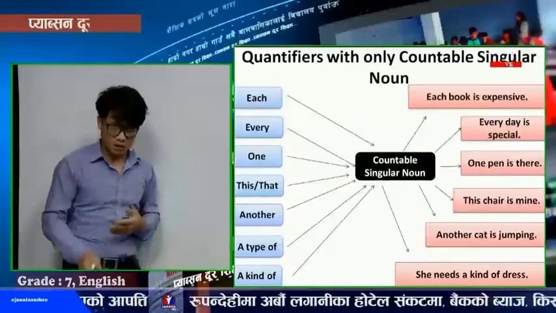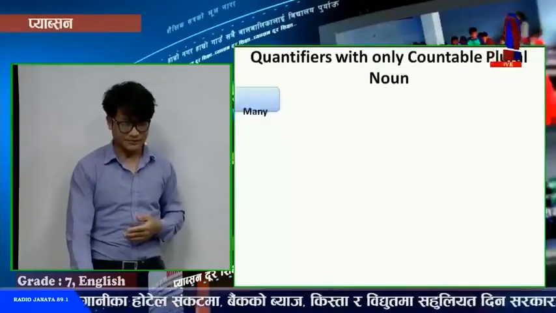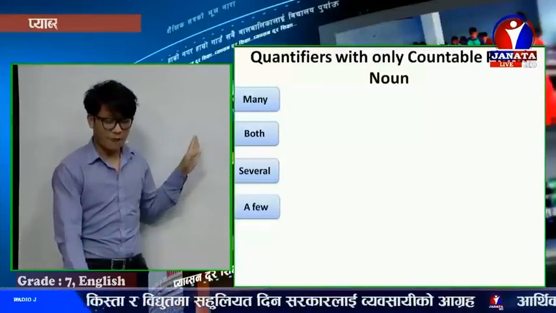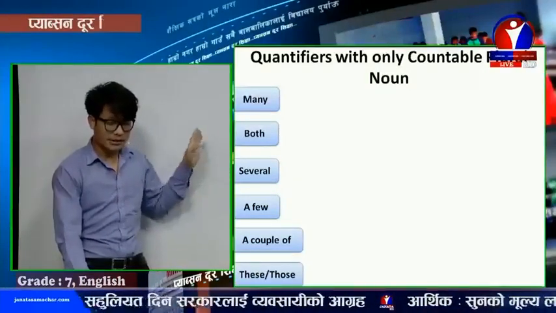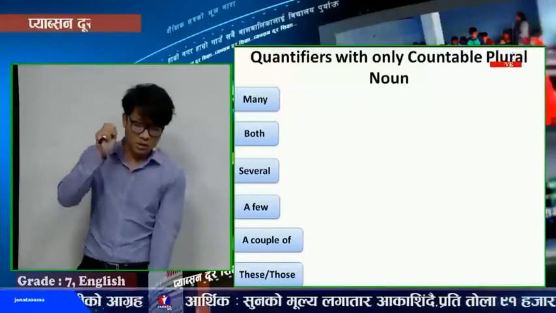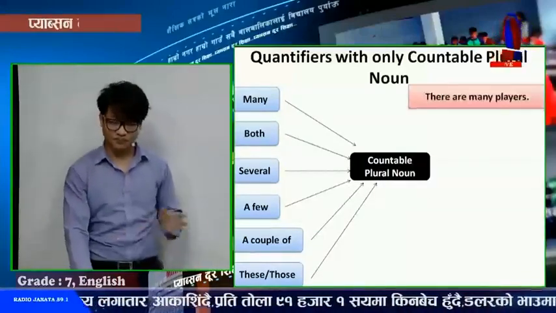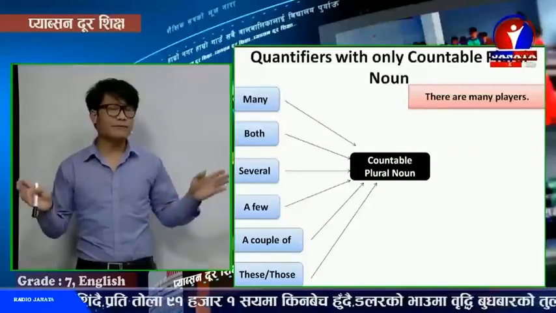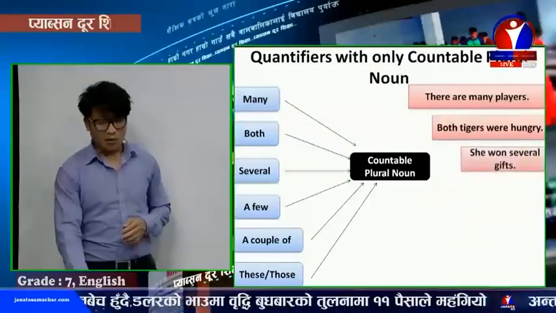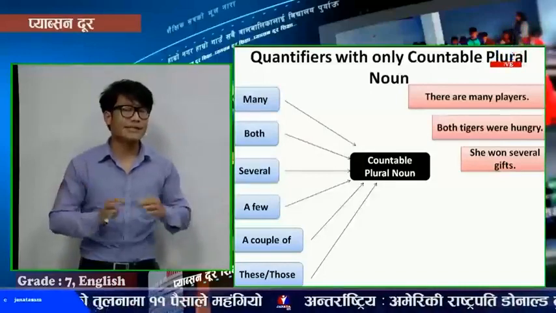After that, we should use only countable plural nouns. Now let's see. Like many, both, several, a few, a couple of, these, those. After these quantifiers, we should use a countable plural noun. Let's have an example here. There are many players. Both tigers were hungry. She won several gifts.